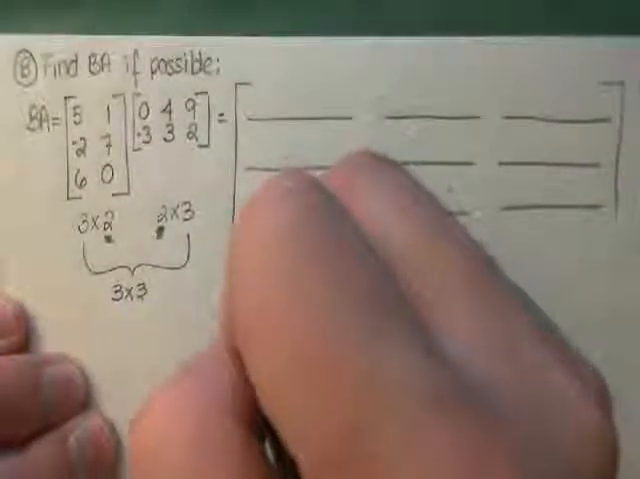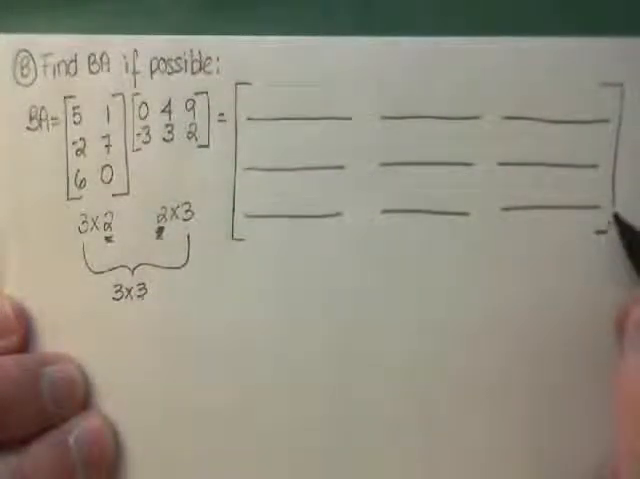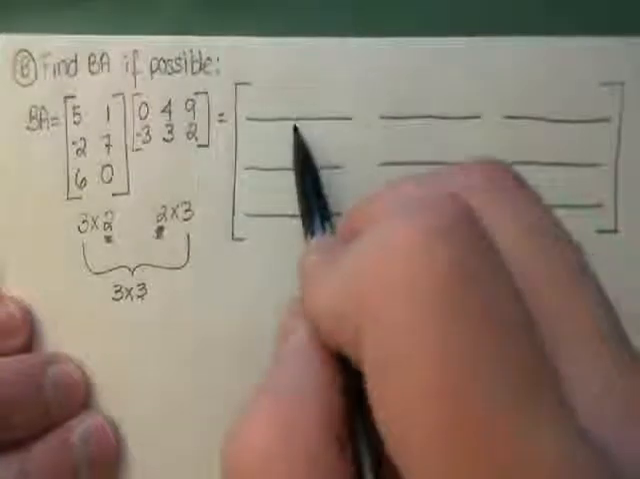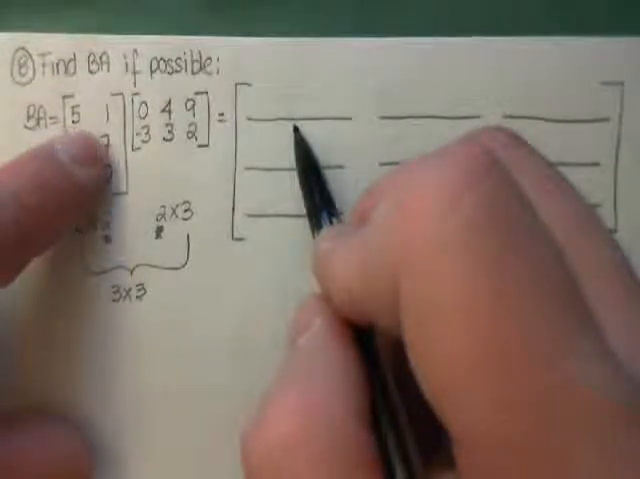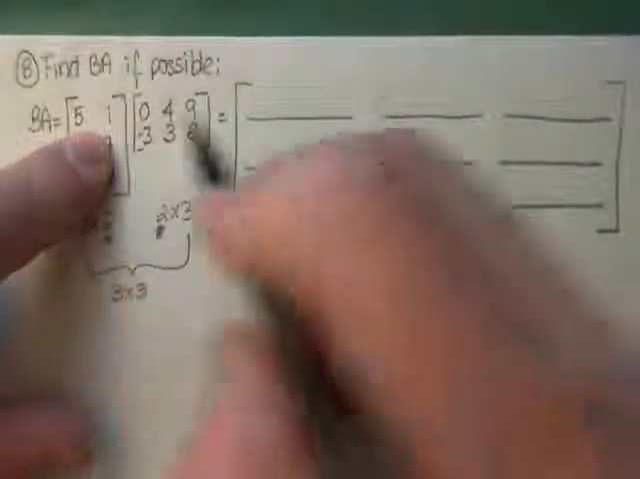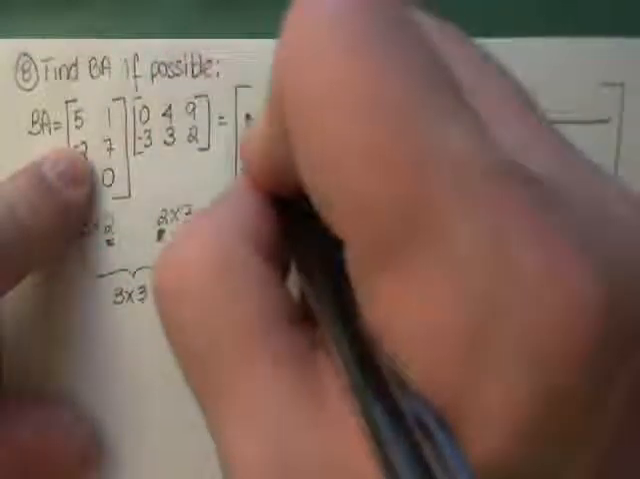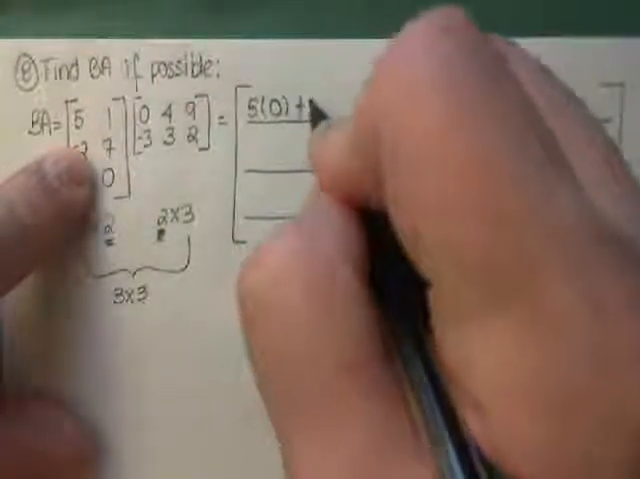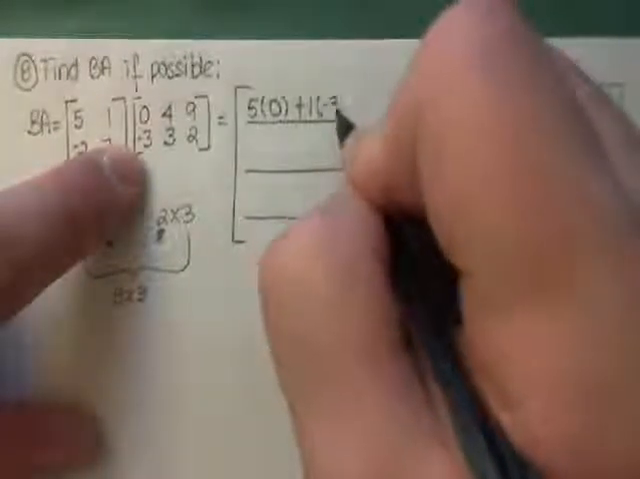Alright. Remember, this is address 1, 3. So row 1, column 3. So first with first, second with second. So 5 times 0 plus 1 times negative 3.